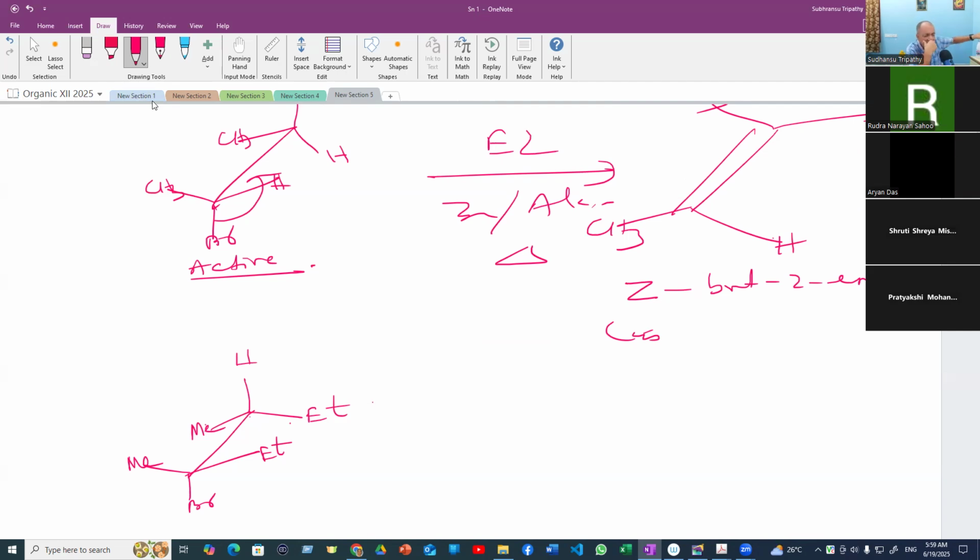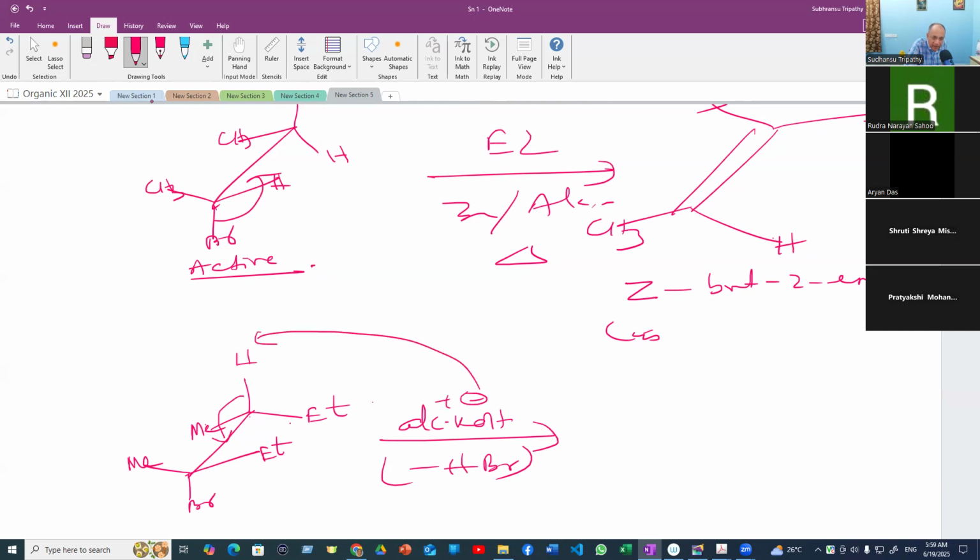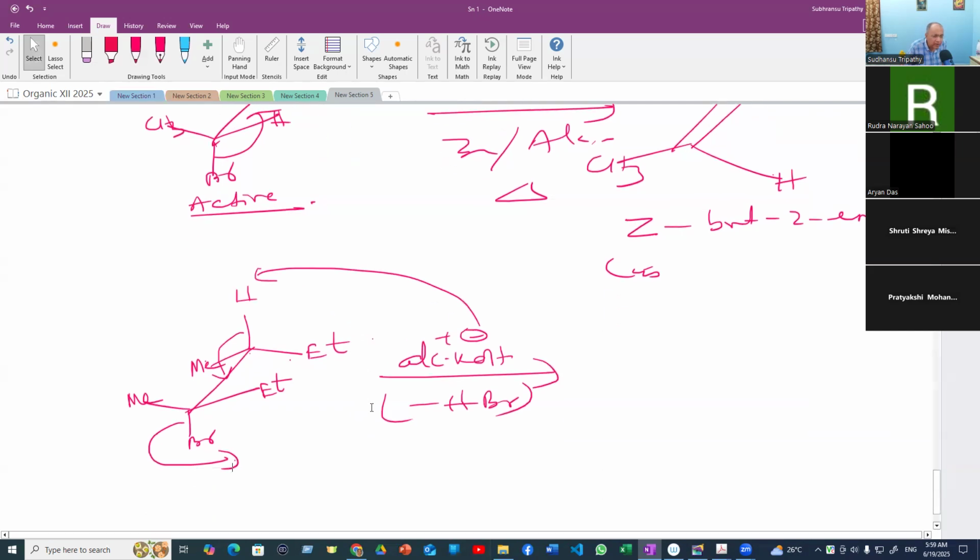And one of these enantiomers, they're related as diastereomers. As you know, this is a repetition. And if you know, alcoholic KOH, we are trying to dehydrohalogenate HBr. One leaving group is H plus, which will be removed by OH minus, and Br minus will go. Can you tell me whether it is erythro or threo?